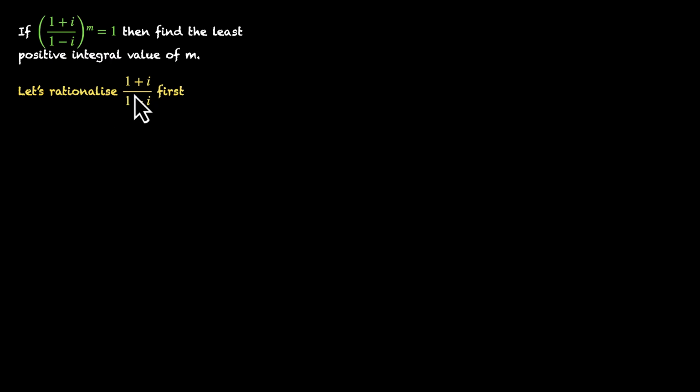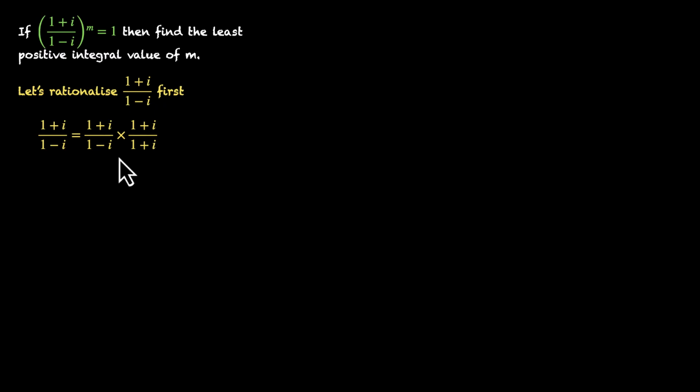Let's rationalize (1 plus i) by (1 minus i) first. This means we'll have to get rid of this i in the denominator. We'll have to make this denominator real. So how do we do this? We multiply the numerator and denominator by the conjugate of the denominator. So if this is 1 minus i, we'll multiply and divide by 1 plus i. So this expression becomes (1 plus i) by (1 minus i) times (1 plus i) by (1 plus i).